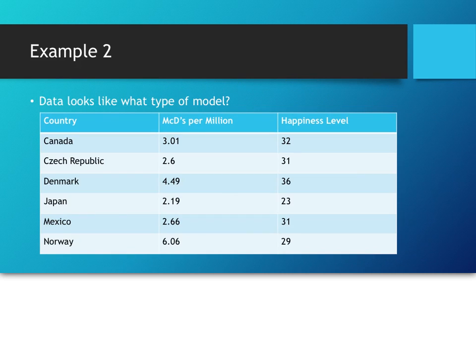All right, so here's what I want you to do. I want you to look at this data, draw what's happening here, and then decide what type of model it is. This is the number of McDonald's restaurants per million people and the percentage of people who said they were happy with life. So we're going to look at this data. Again, push pause and figure out what type of model this is, and then we'll talk about it after.